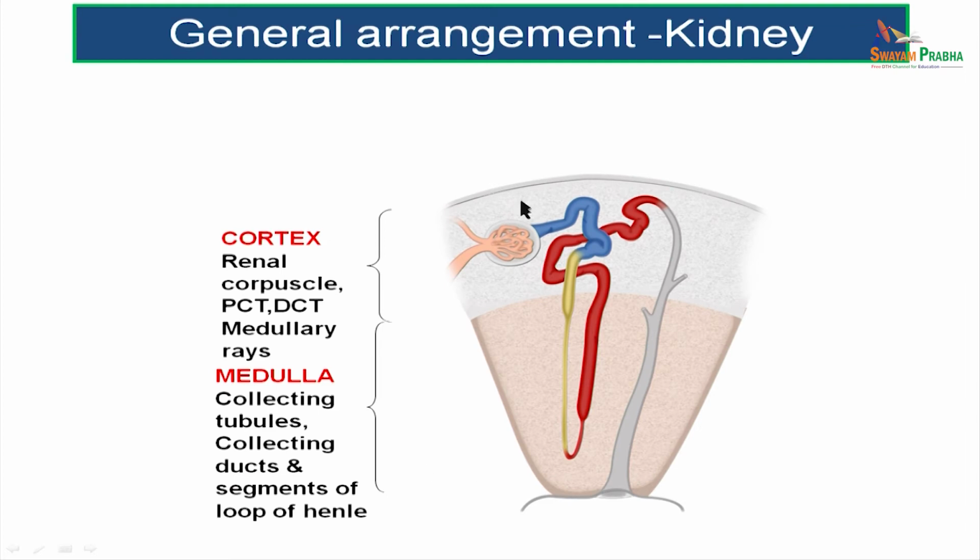So, this is how the arrangement of various structures in the cortex and medulla is present. You can see that in the cortex you have renal corpuscles, PCT, DCT and medullary rays. In the medulla, you have collecting tubules, collecting ducts and segments of loop of Henle.